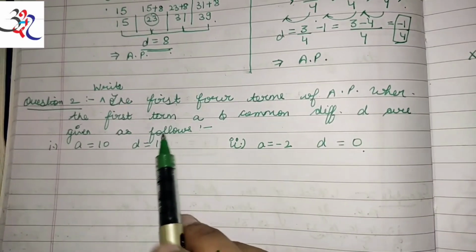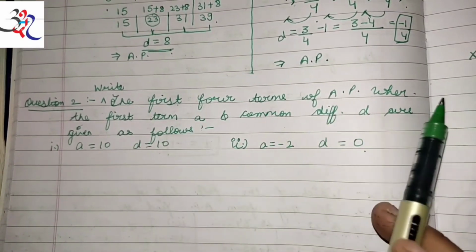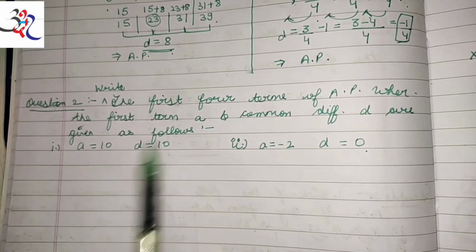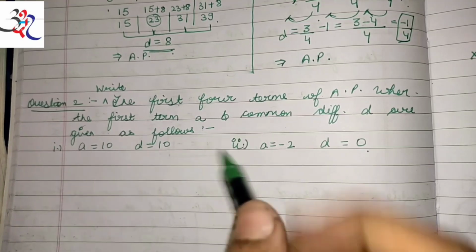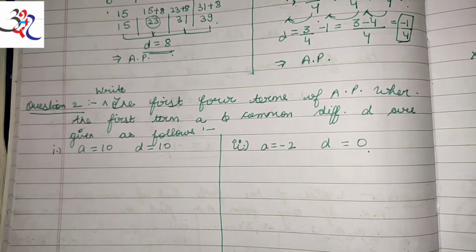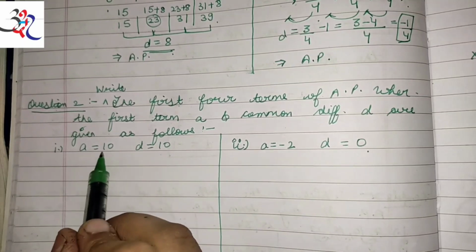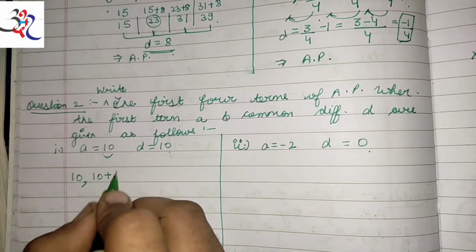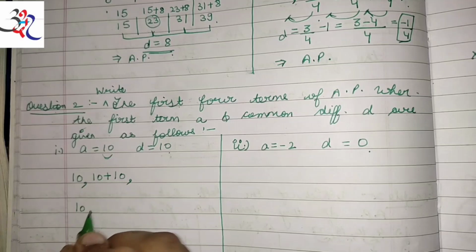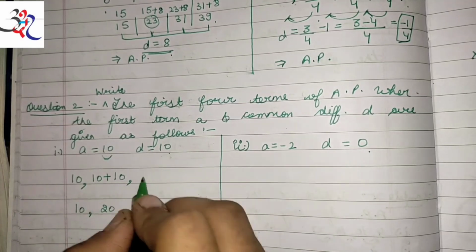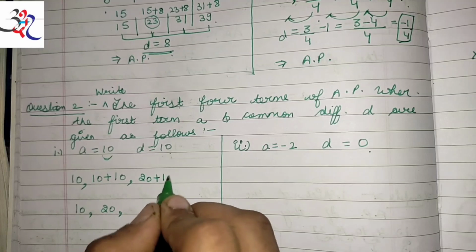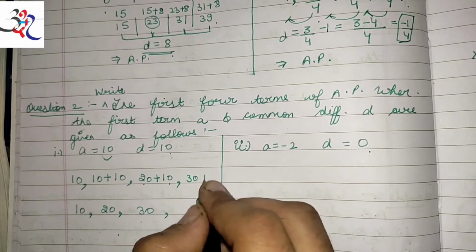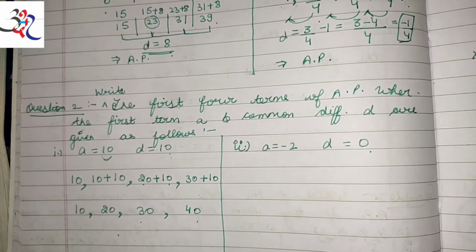Okay, next question number 2 says that write the first 4 terms of an AP when the first term is A and the common difference is D, given as follows. So you have to write down the first 4 terms of the AP. So how can you write it down? You have to simply keep adding the common difference. So the first term is 10, then the second term will be 10 plus 10, that means 20. How to find the third term? Third term is 20 plus 10, which is equal to 30. Then my next term is 30 plus 10, which is equal to 40.